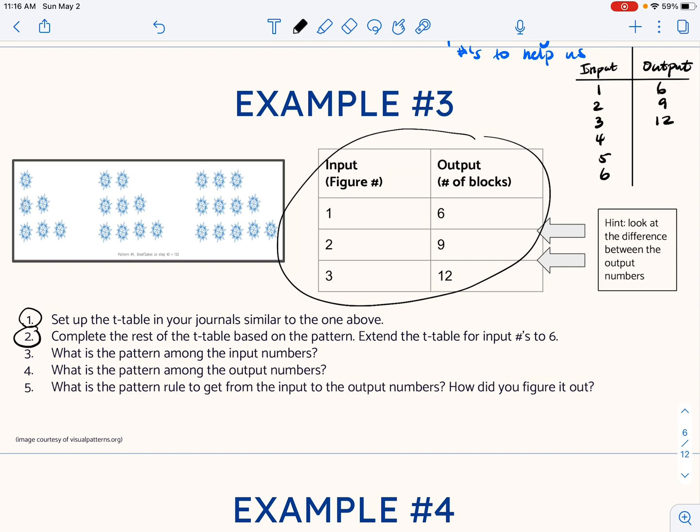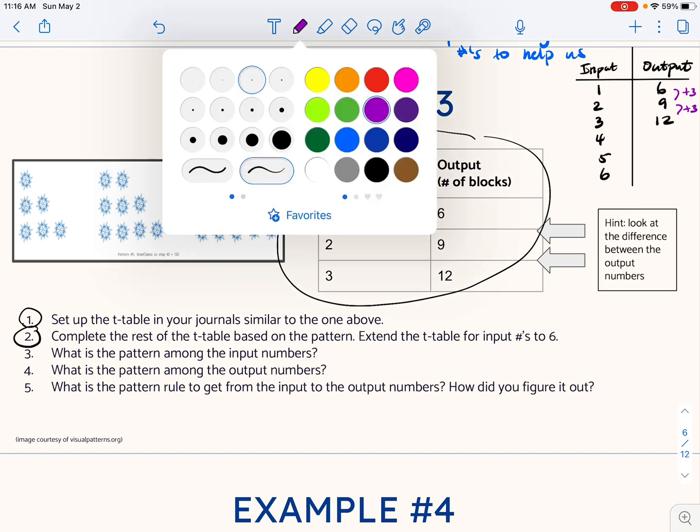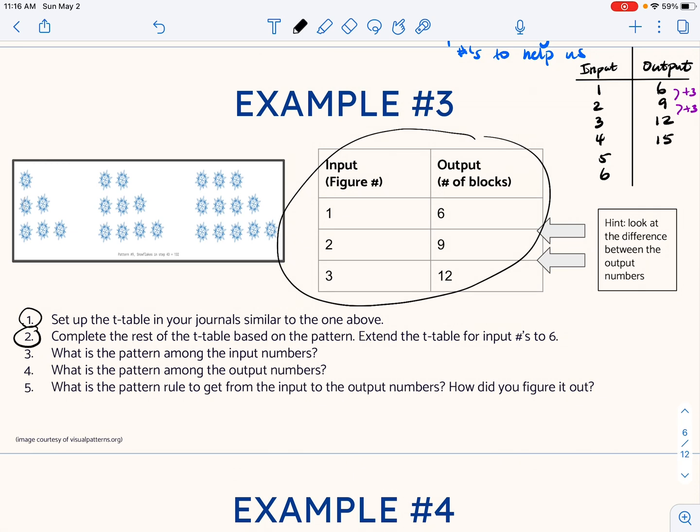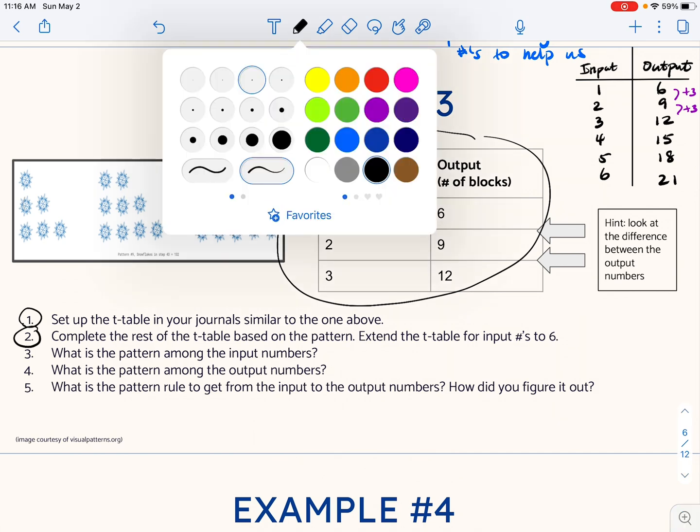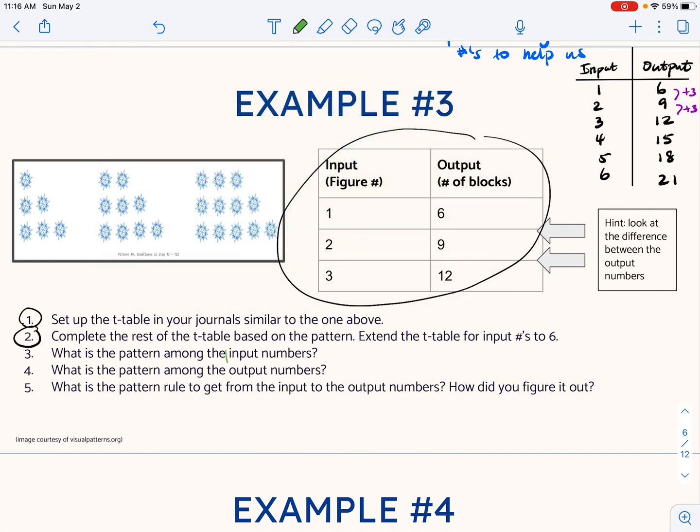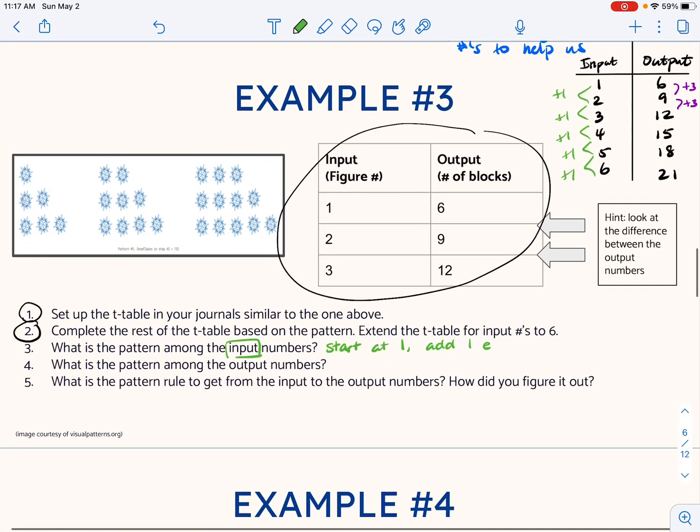Okay, here we go. It looks like it's increasing by 3 each time, and you're starting at 6. So I can assume that 12 plus 3, we've got 15. 15 plus 3, we've got 18. 18 plus 3, we've got 21. Now, pattern among the input. I believe input was green. In this case, it's also like the other 2 examples, you're increasing by 1 every time. So start at 1, add 1 each time.